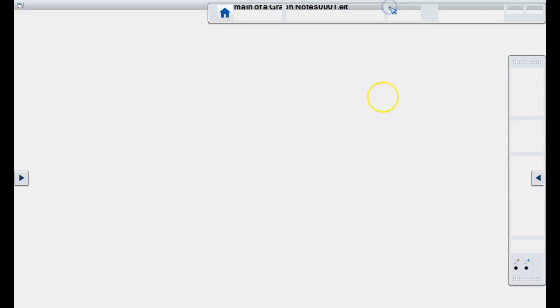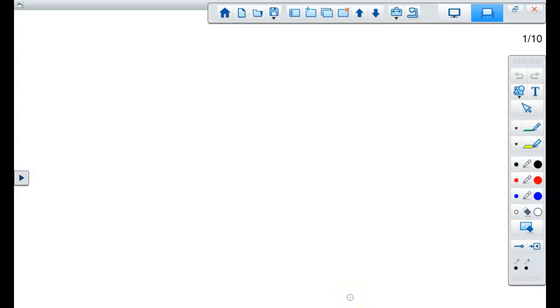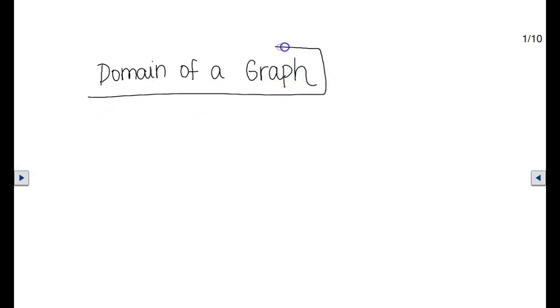All right, folks, this week we are going to be finishing up our work with functions. And we are going to finish up that work by revisiting two of the terms we talked about early on, and those are domain and range. Today, we are going to be working on finding the domain of a graph. So that's going to be our focus for today.